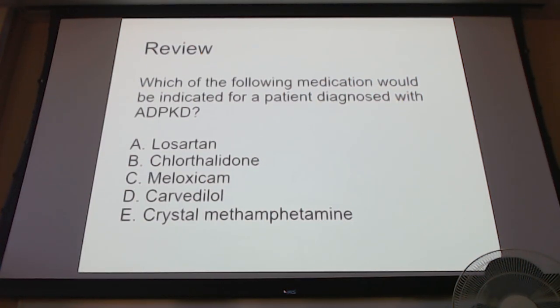Yeah. Okay. What is losartan? It's an ARB. ARB, diuretic. NSAID, wrong, don't do that. Beta blocker. ARB.